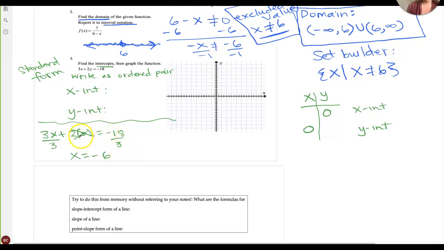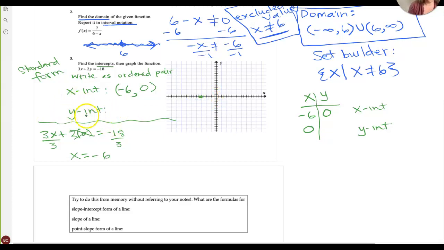Okay, so how do I write that? This is my x-intercept, but how do I write that as an ordered pair? Negative 6, 0. Yeah, negative 6, 0, right? Because that's what I just found: when y was 0, I solved for x. So that gives me a point on the graph. Over negative 6, up 0 is about there, we'll say.